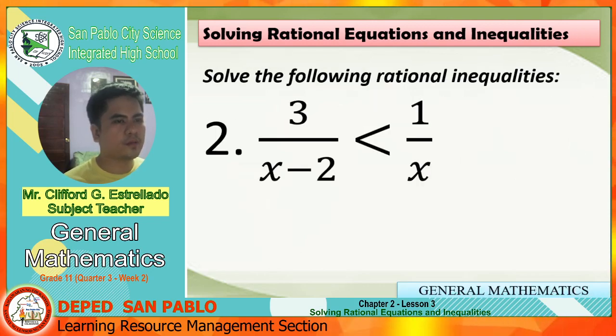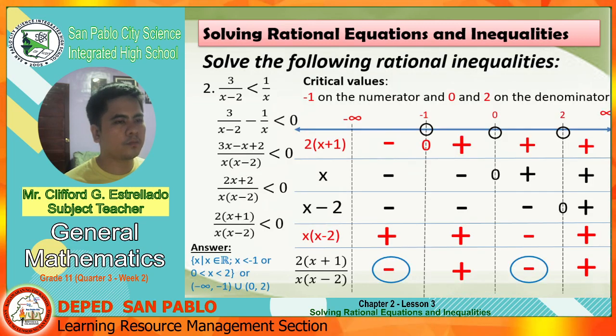Solve the following rational inequalities. We have 3 over x minus 2 is less than 1 over x. Okay, so again, we need to transfer 1 over x to the left side. So we have 3 over x minus 2 minus 1 over x is less than 0.